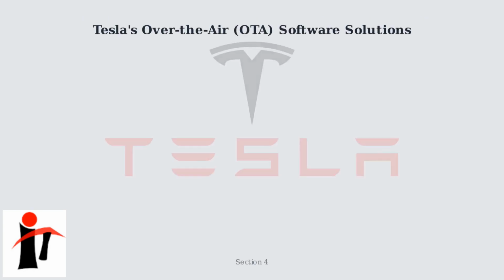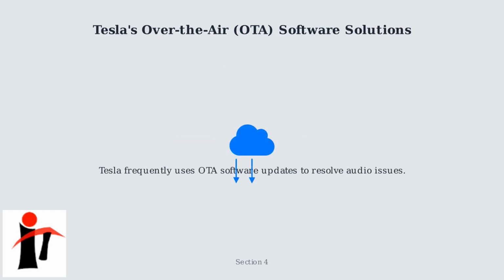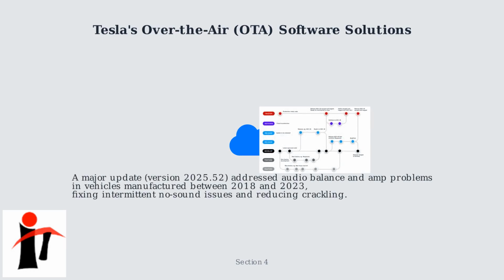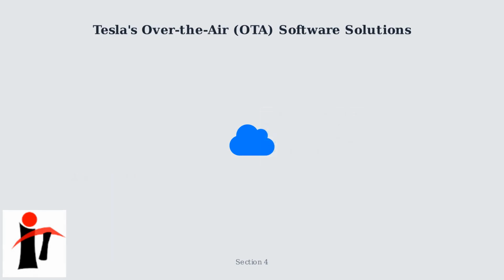Tesla frequently uses over-the-air software updates to resolve audio issues in the Model 3. These updates are delivered wirelessly to your vehicle, fixing problems remotely. A major update, version 2025.52, addressed audio balance and amplifier problems in vehicles from 2018 to 2023, fixing intermittent no-sound issues and reducing crackling.